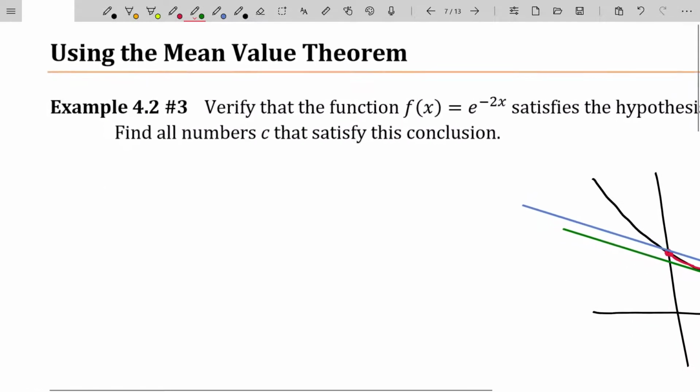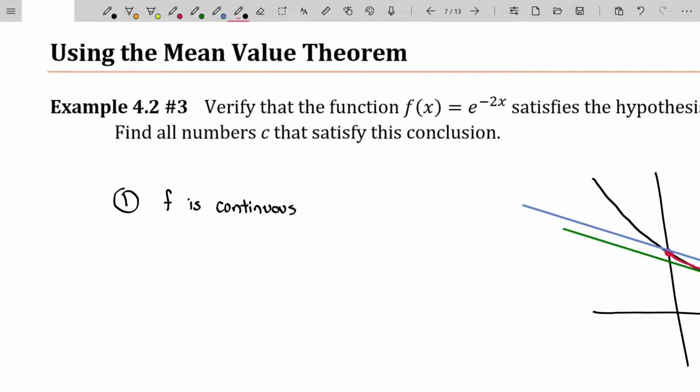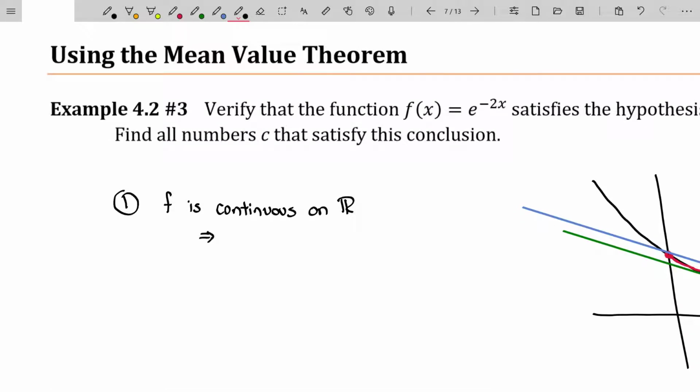So let's go ahead and verify that we can use the mean value theorem. The verification requires two steps. The first one is to showcase that our function is continuous. Well, f is continuous on all real numbers because it's an exponential function. Remember, all of our functions are continuous on their domains. So f is continuous on the real number system, which implies f is continuous on the given interval, 0 to 3.